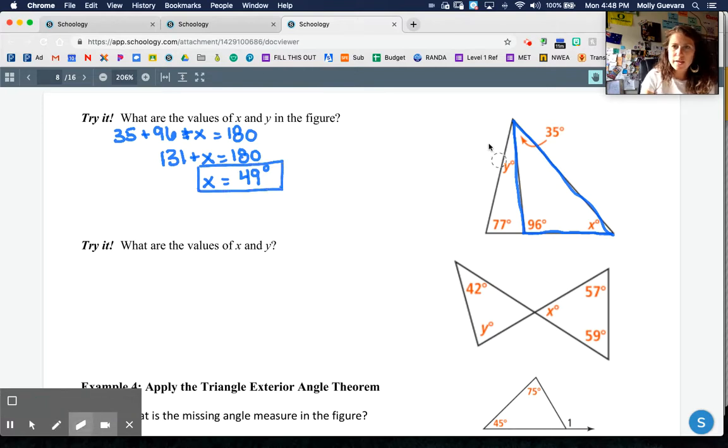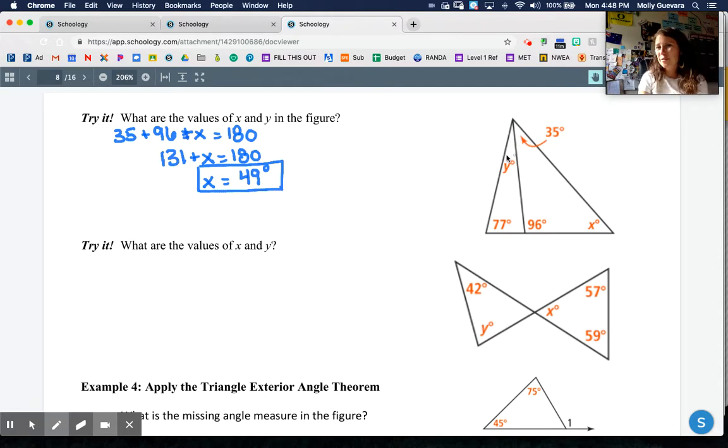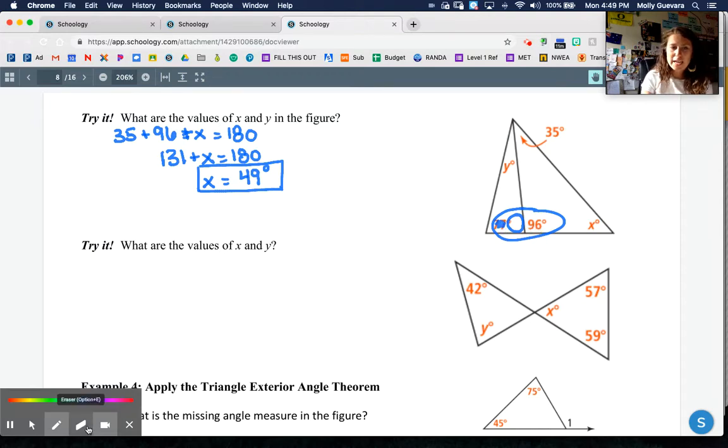Okay, so there's my x. Now y is maybe a little bit trickier to find here, right? I know that this is 35, but I know nothing about the total angle or what this is. But what I can find is this angle right here, because that's 180 minus 96, right? These two angles add, not the 77, but these two angles add to 180. So 180 minus 96 is 84. So I know that this right here is 84.